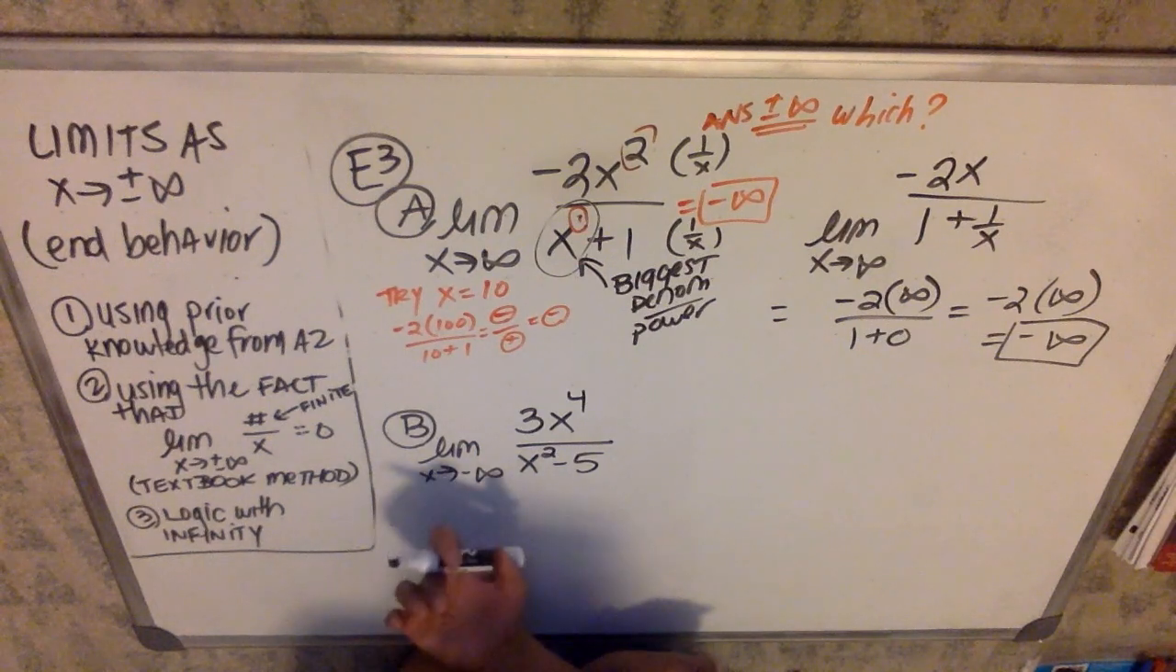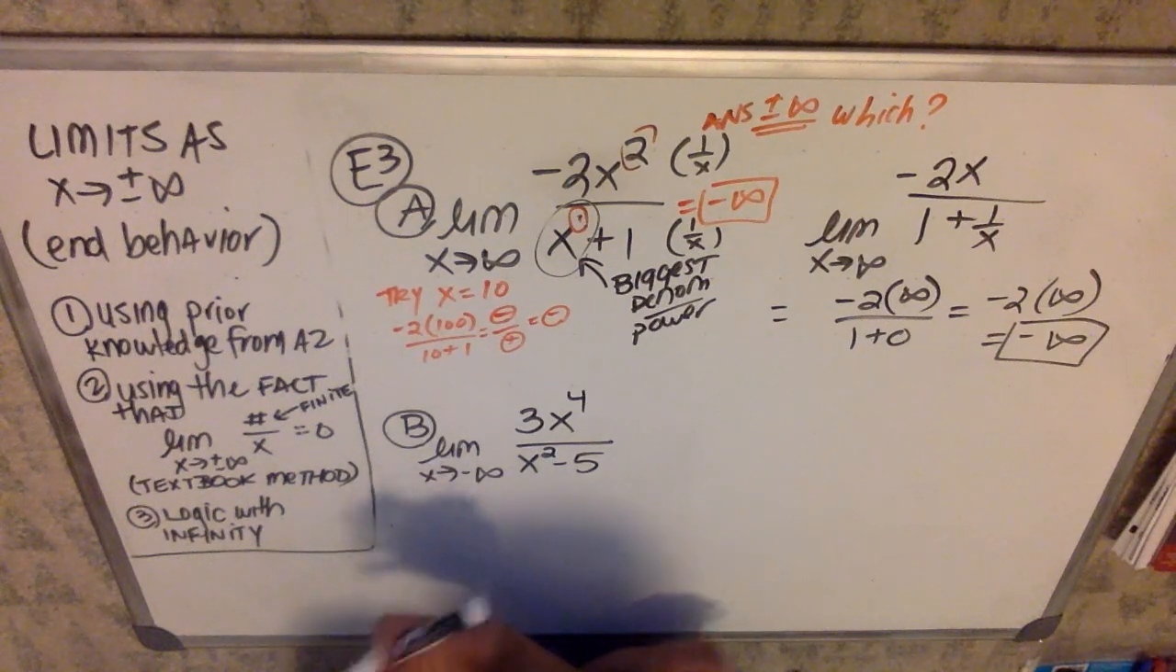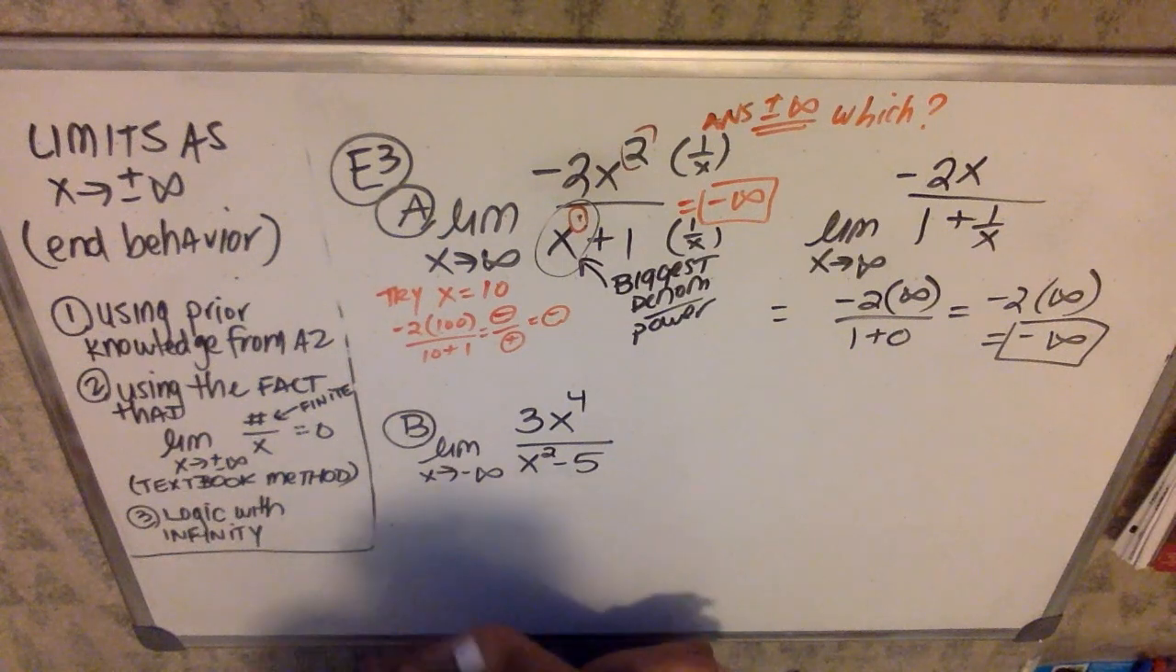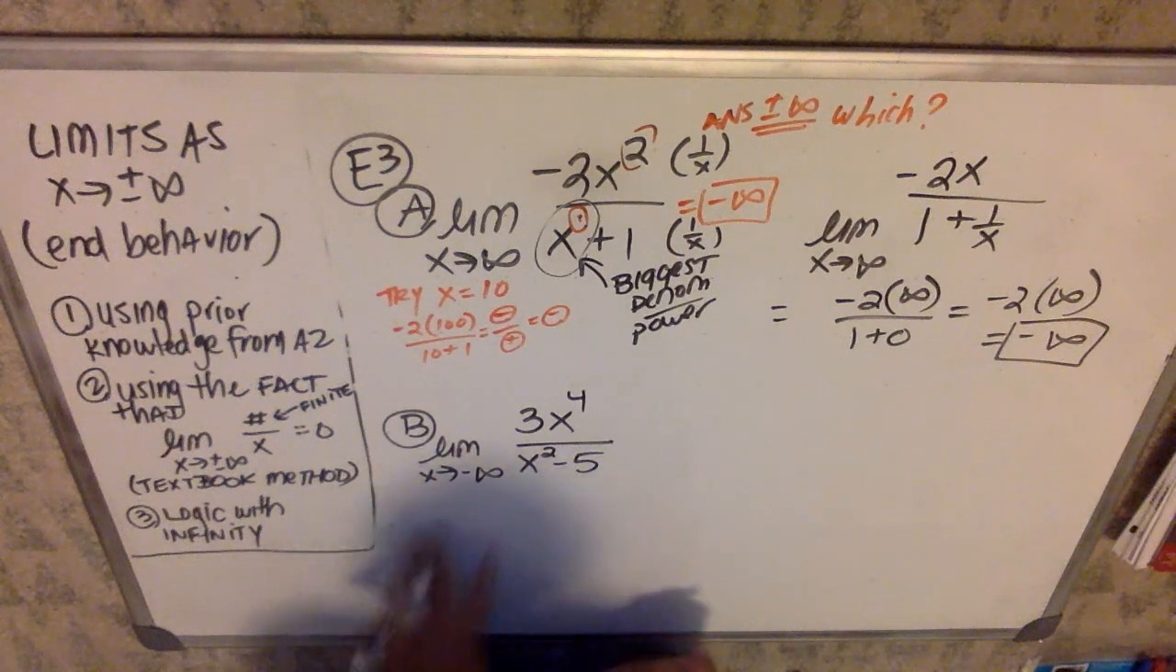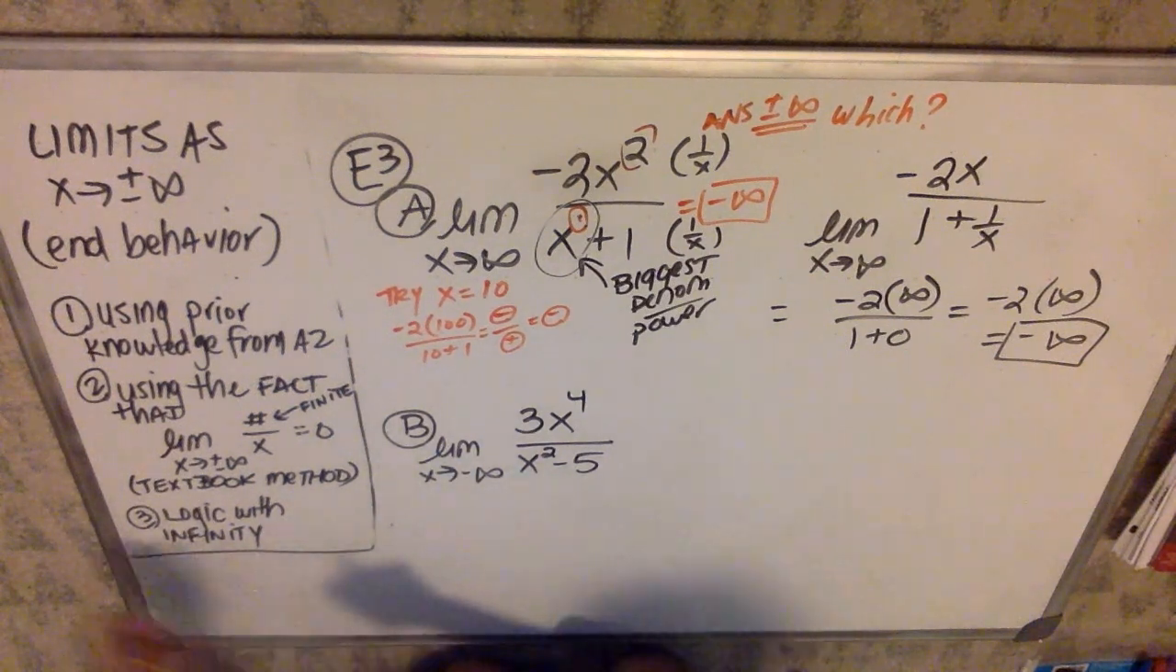Now, there are other logical ways to do it. If you had chosen to multiply by 1 over x squared and 1 over x squared, you might have been able to logically intuit that this is going to land in a negative infinity. I'm not sure, but we'll figure it out. All right, so let's talk about b.